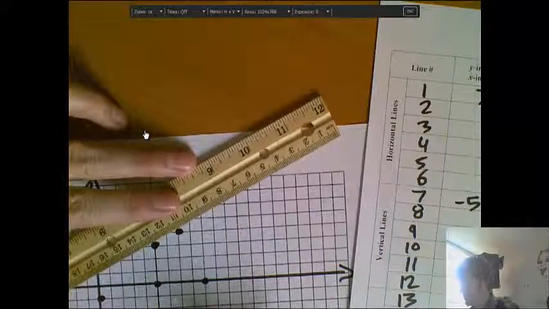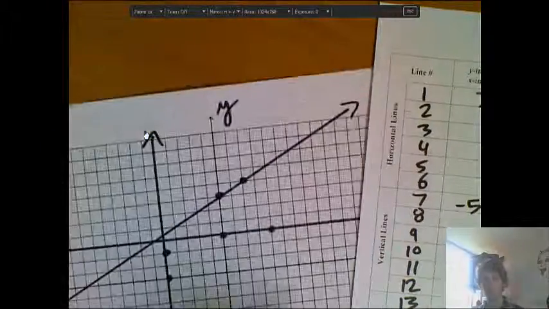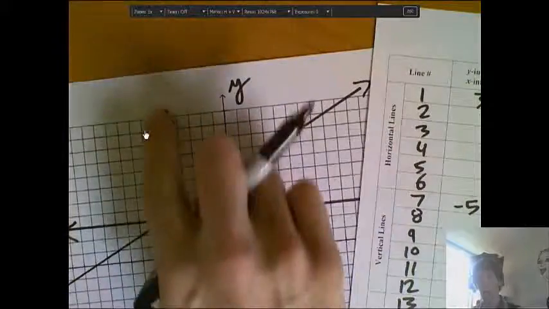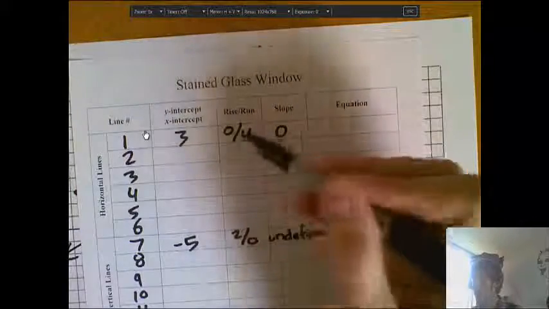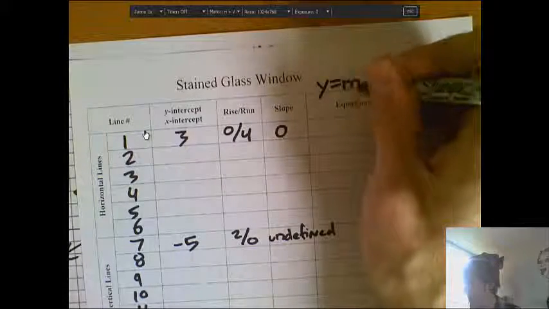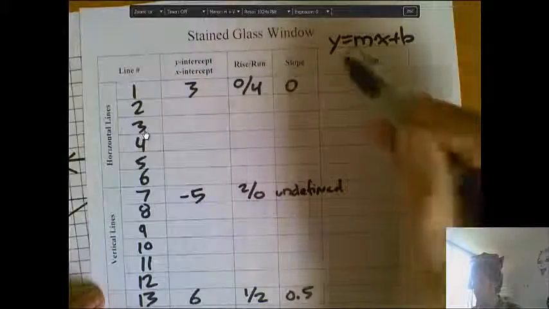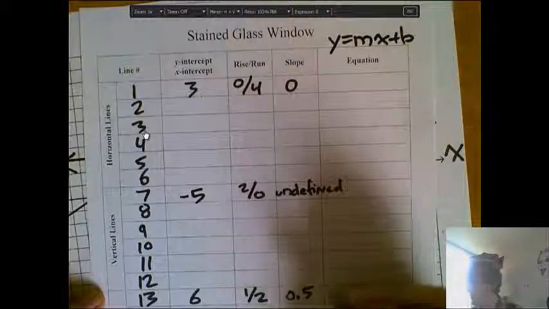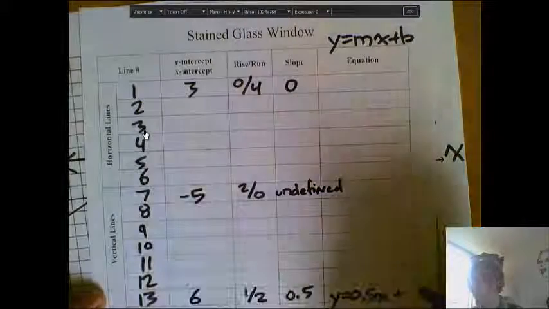Those 2 points create a slope of 1/2. So I have a horizontal line, a vertical line, and a diagonal line. On the sheet, each one has an x or y-intercept, a rise and run, and a slope, but we need an equation to match. Thinking about the form y equals mx plus b, I know down here for my 13th line, my diagonal line, my equation would be y equals 0.5x plus the starting value of 6.